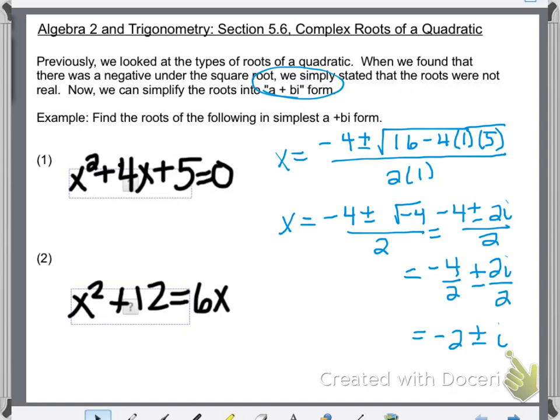So the only thing that we're doing different now that we didn't do before is we're taking a negative under the square root and we're finishing simplifying it using imaginary numbers. So let's look at the second one.